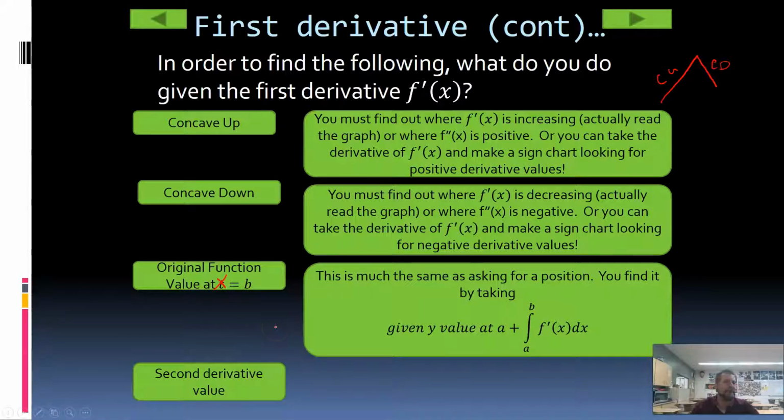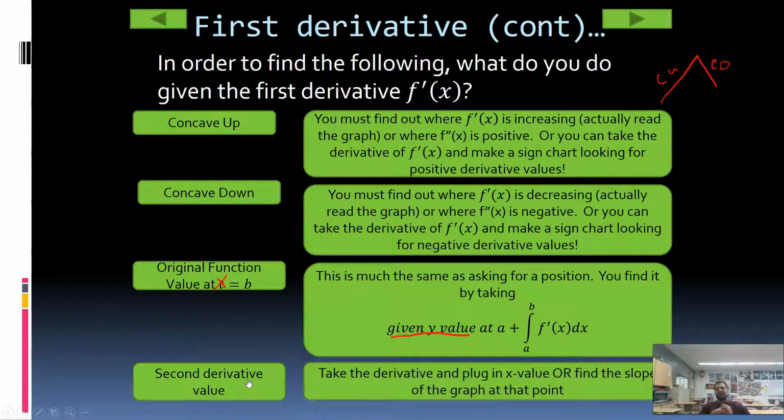This is very much the same as asking for the position when we were talking about particle motion. You take your initial position, which is the y value, and they will give you that at a given x value. Then you do the integral from a to b of the derivative, and that will tell you what that y value is at that time. The problem again here is we don't have a calculator, so you have to do all that by hand. It takes a little while.